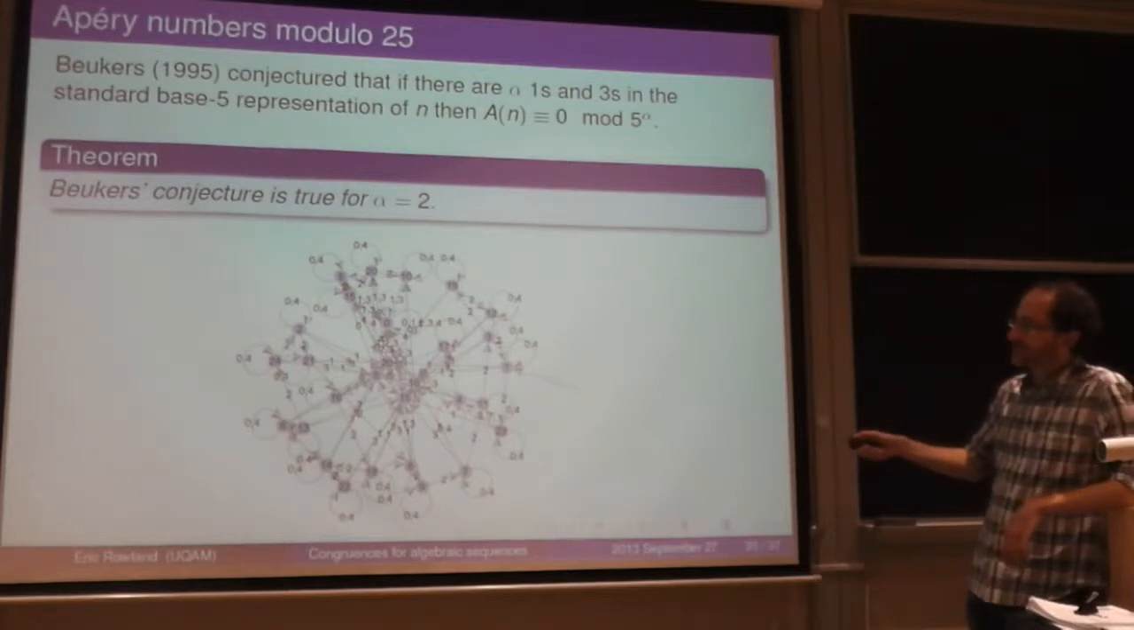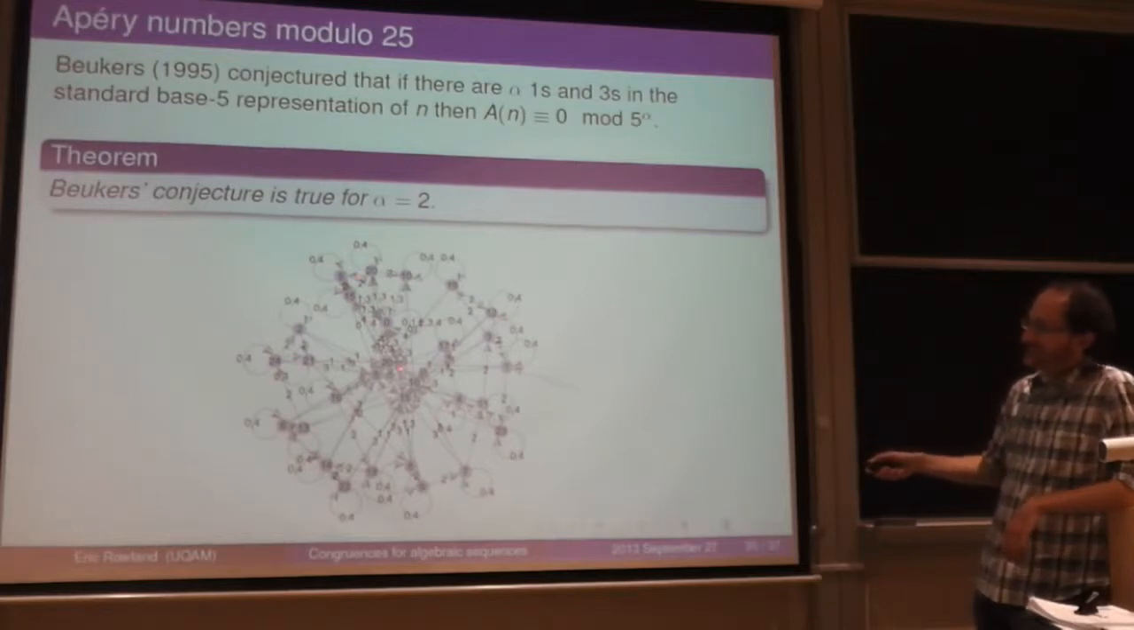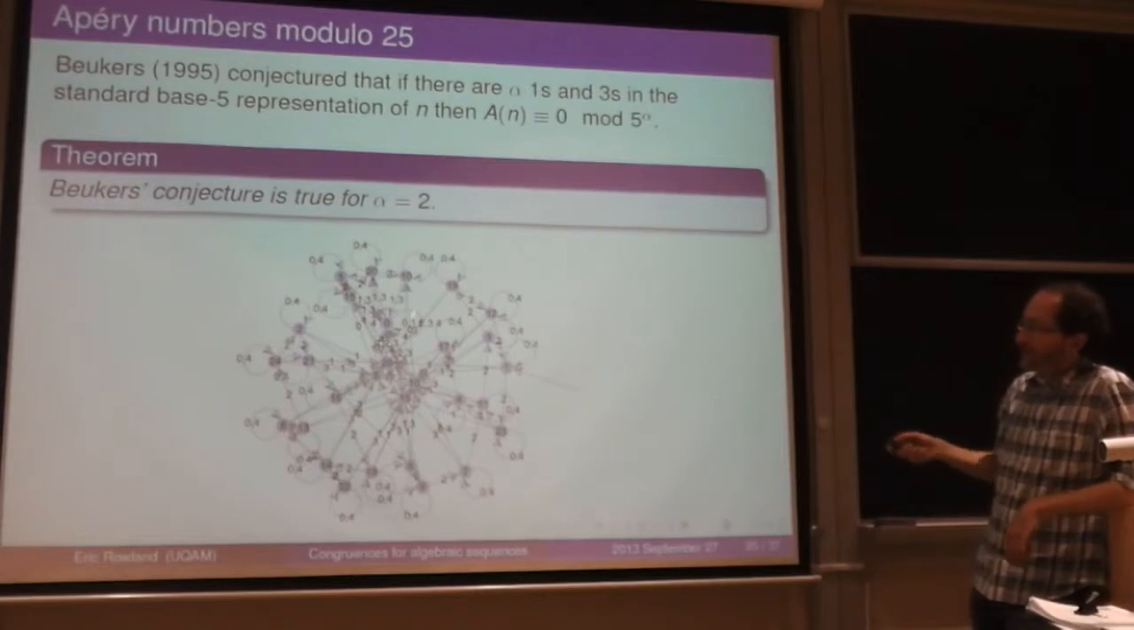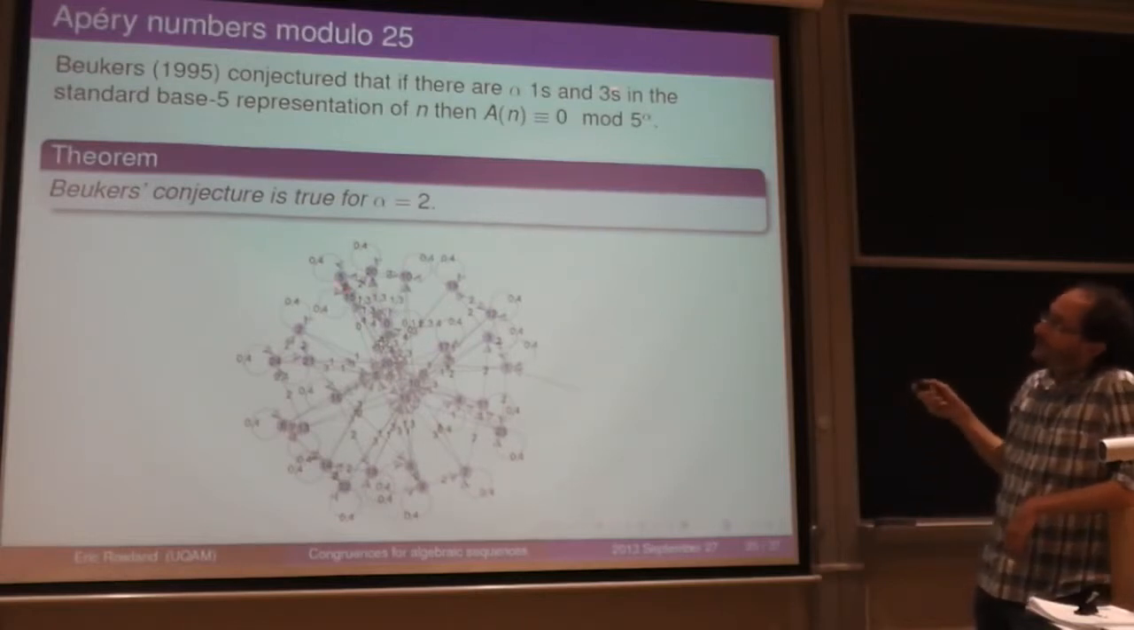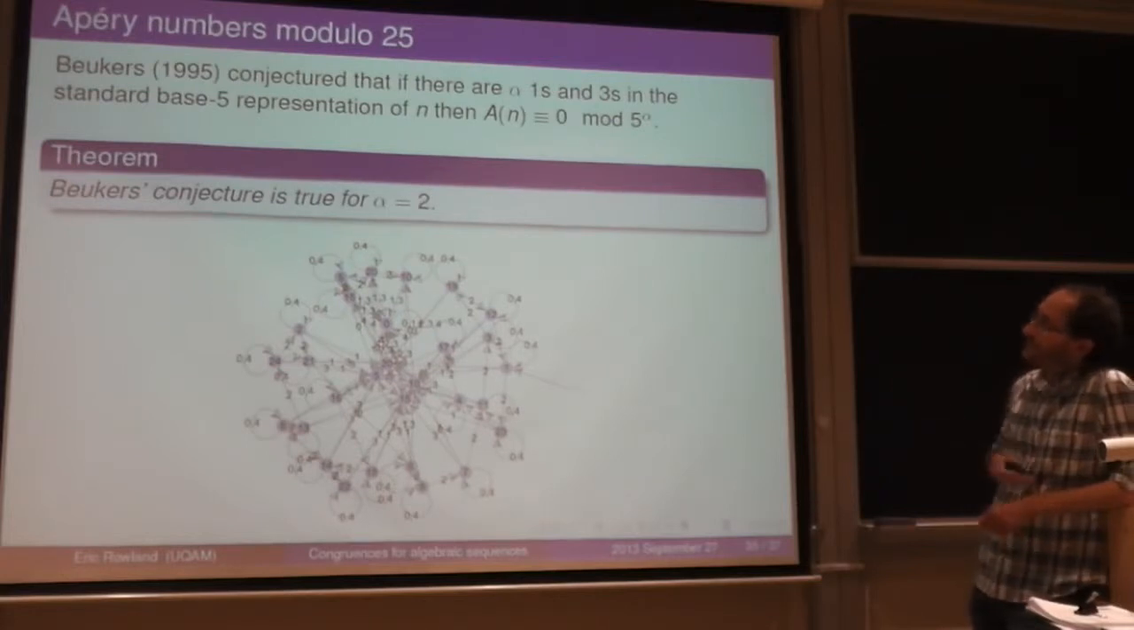So it turns out if you delete all of the vertices that have outputs that are multiples of 5, so all these vertices in here, and these, of course, correspond to, I should say this is also true for alpha equals 1, which may already be known. So if you have a 1 or a 3 in the base 5 representation of n, then an is divisible by 5. So you must be in one of these states.